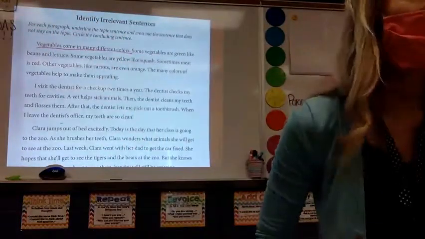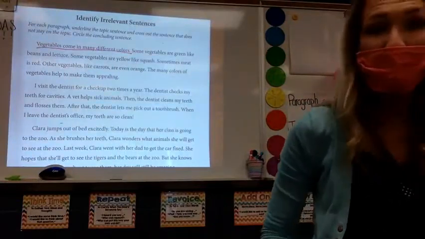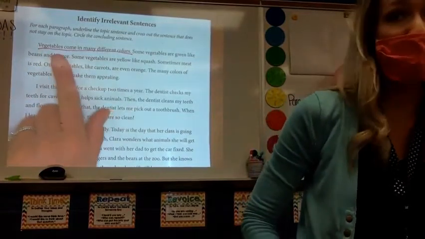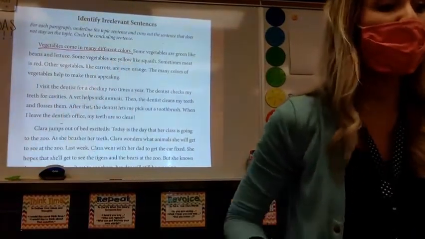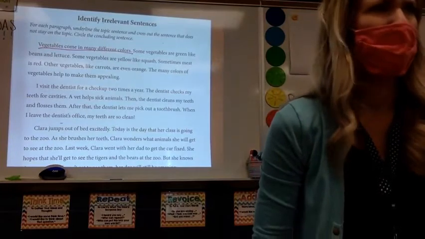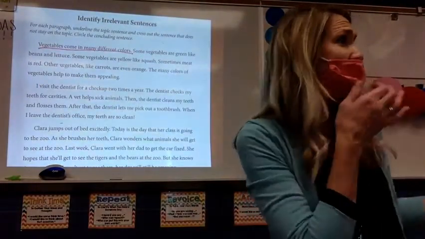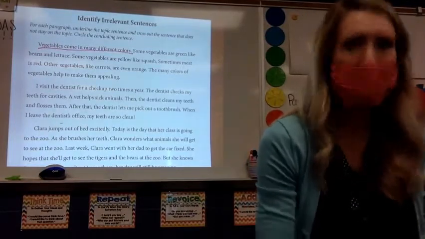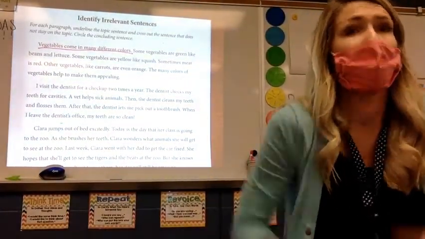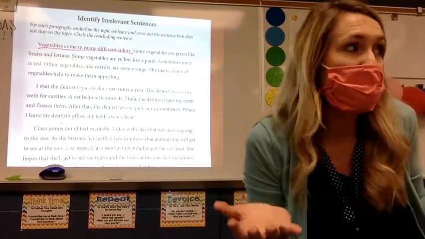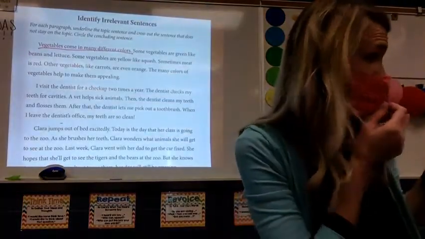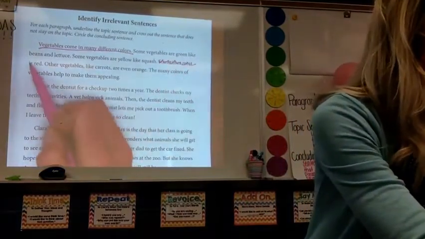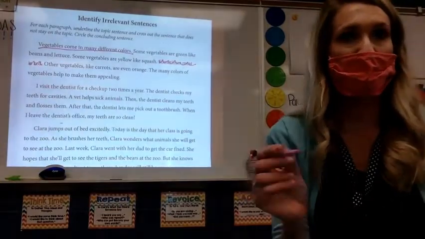I came around and almost every single person was able to find the irrelevant sentence. Which sentence had nothing to do with vegetables being different colors? Read the sentence to me. Sometimes meat is red. Does it have something to do with the color? Yes. Why is it so irrelevant then? Apollo. I'm just talking about meat. Does that go with vegetables? No. So sometimes meat is red has nothing to do with the rest of it.